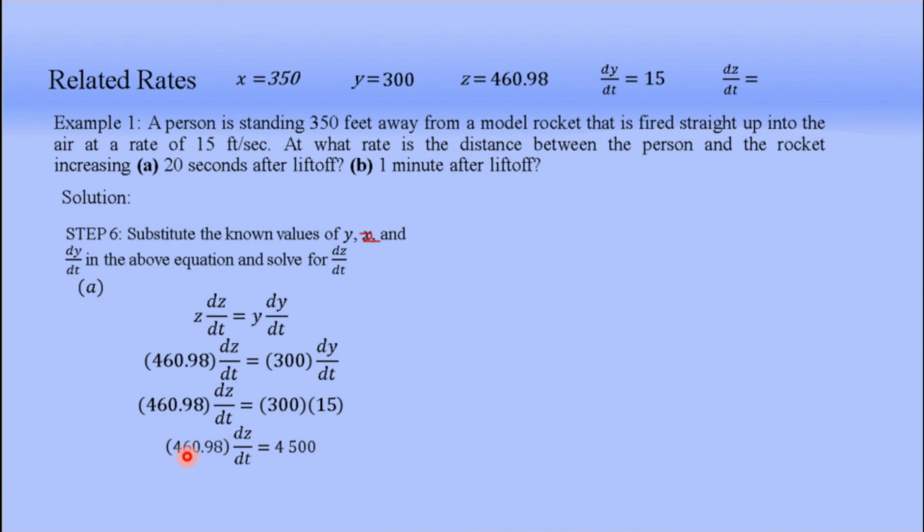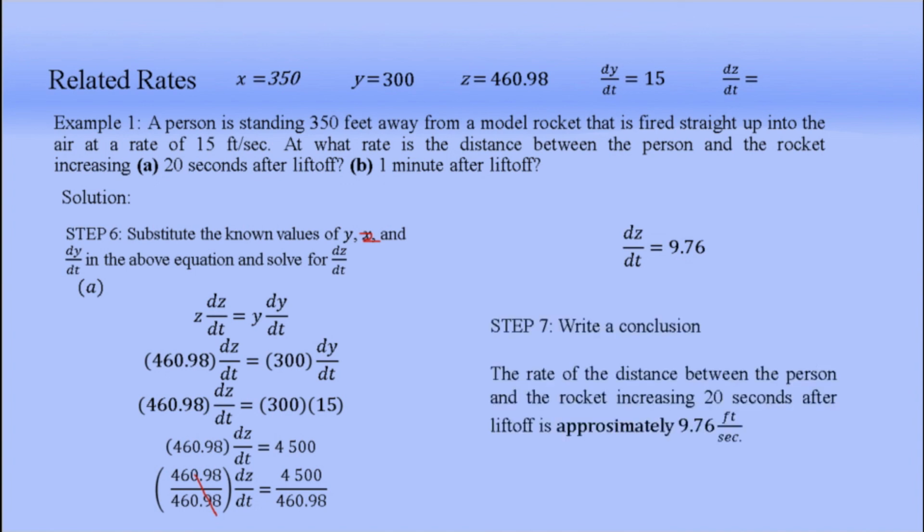And now we're going to cancel 460.98, so we're going to divide that on both sides. And we're going to divide 4,500 by 460.98. And so our answer for A, or the derivative of z with respect to t, is approximately 9.76.